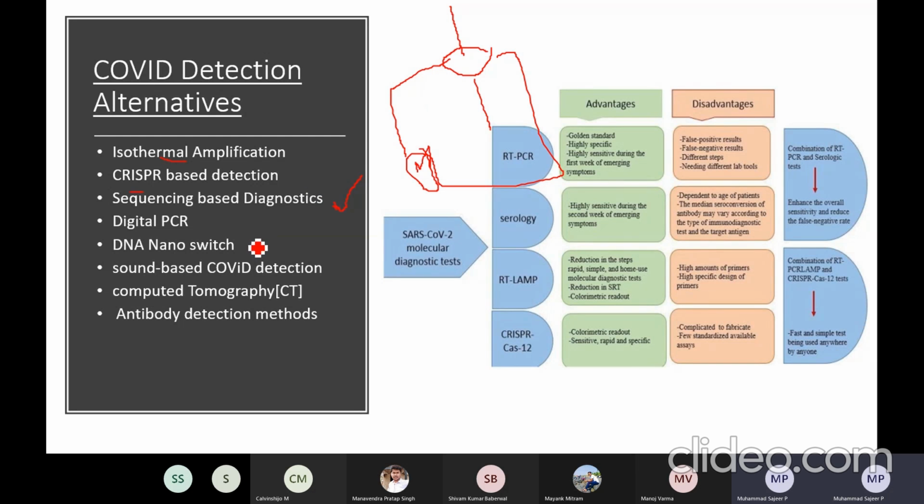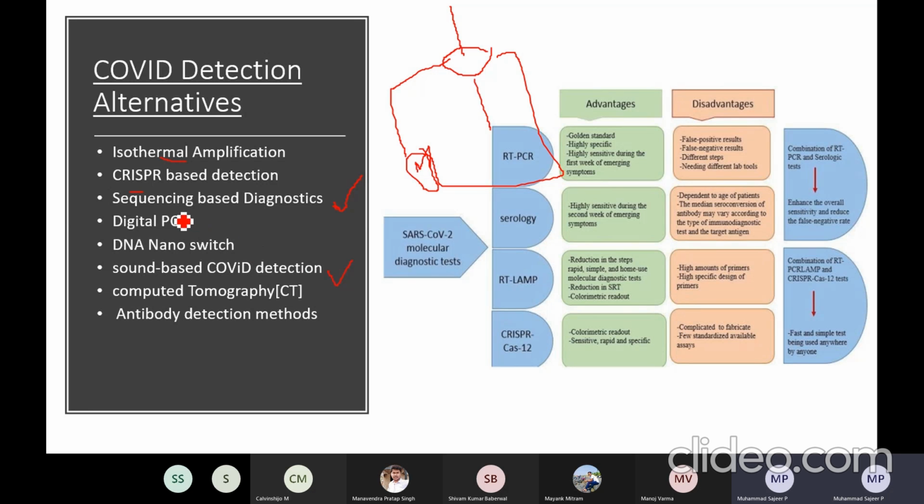Nowadays we also have sound-based COVID detection. I think IAC has a Coursera project where, from the sound of a COVID patient, we can differentiate between COVID positive and negative cases. As you know, COVID mostly affects the lungs, and there will be some changes in the sound.